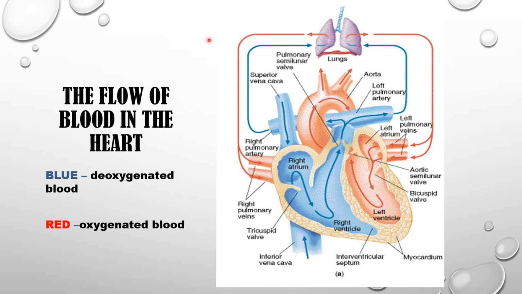So from the different parts of the body, the deoxygenated blood enters the heart through the superior vena cava and inferior vena cava. From there, it moves to the right atrium, then to the tricuspid valve, to the right ventricle, then to the pulmonary semilunar valve, then to the left pulmonary artery and to the right pulmonary artery. Then it will go back to the lungs to get more oxygen, and the cycle continues.